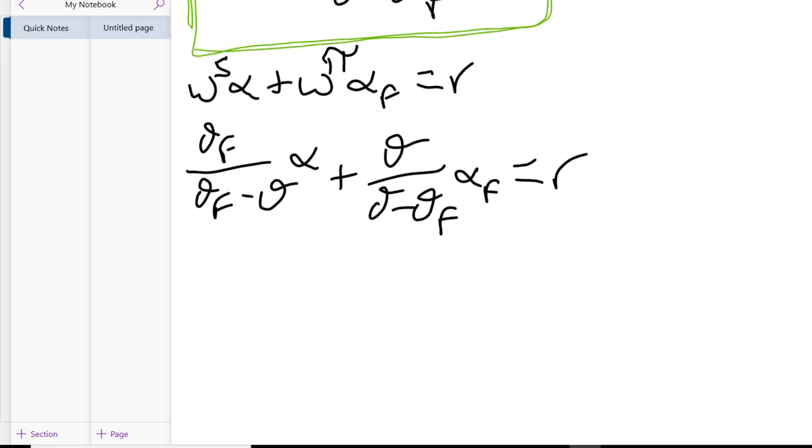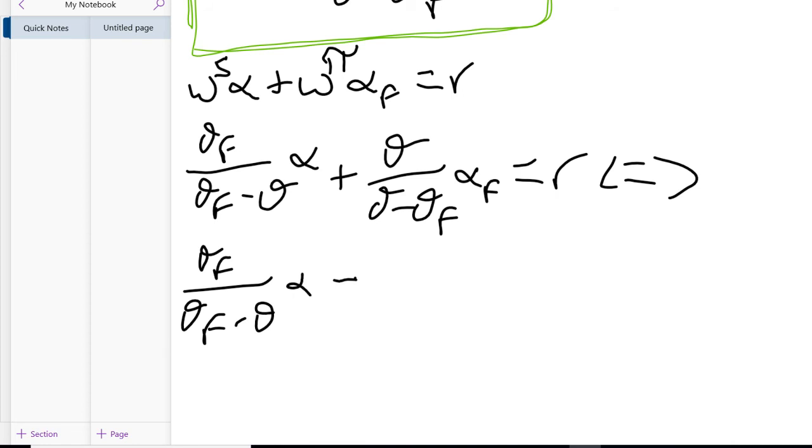Alright, so let's work this a little bit. So first, to get the denominators the same on the left hand side, we'll say sigma F minus sigma times alpha minus sigma over sigma F minus sigma alpha F equals R.